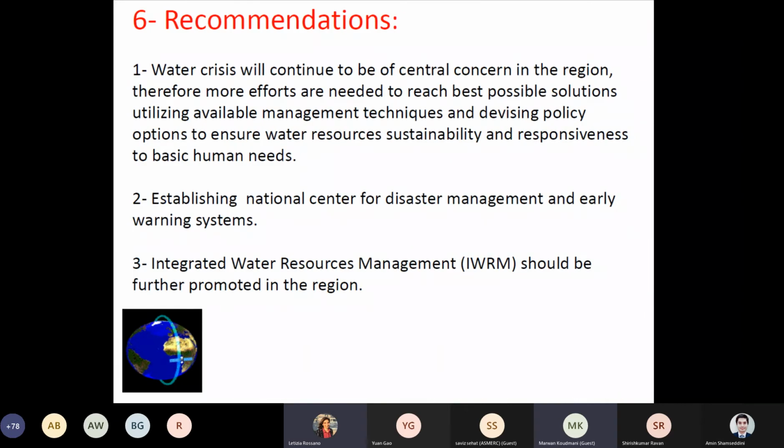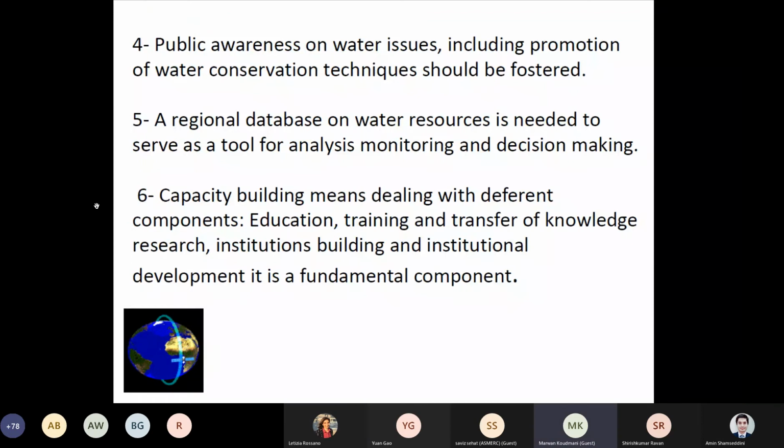Recommendation: we can establish a national center for disaster management and early warning system, and integrated water resources management should be further promoted in the region. Public awareness, also a regional database of water resources and capacity building for technology transfer and for development, is a fundamental component.